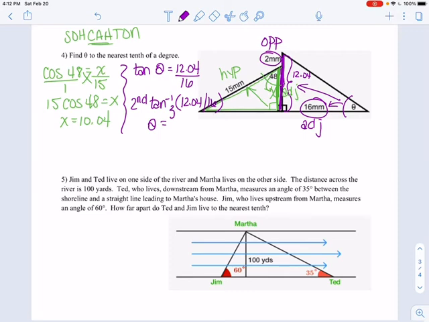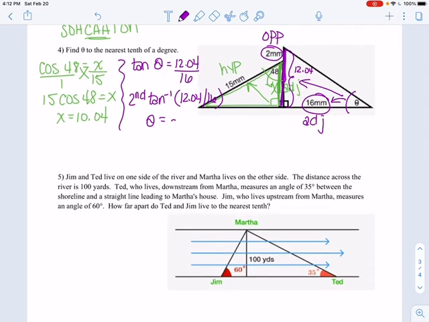And when you do that, to the nearest degree, theta should come out. I don't know why this is jumping so much. Hey, there we go again. You should get an answer to the nearest degree of 37 degrees.